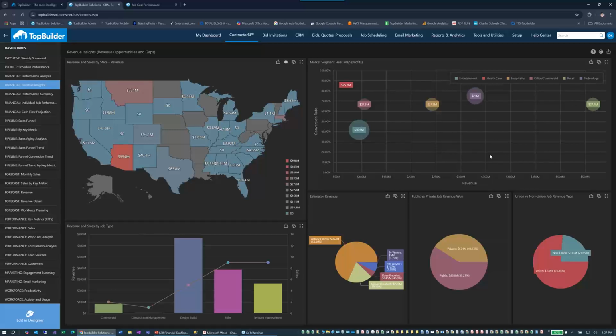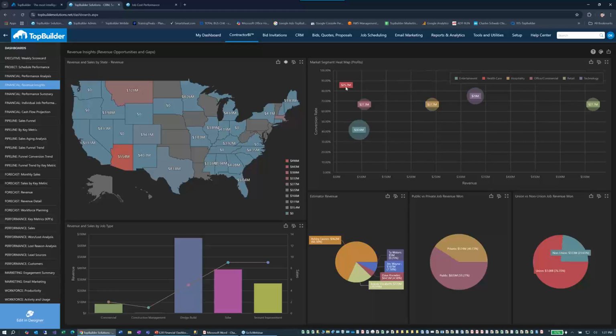In the upper right here, this is kind of a fun heat map, and what the heat map is showing is market segments, and we're looking at revenue on the x-axis to the right, and conversion rates on the y-axis, and then the size of the circle is how much profit you're making. So it looks like this is the entertainment market segment industry, that's making the most profit, but with less revenue. So your profit margin is obviously very high for entertainment.